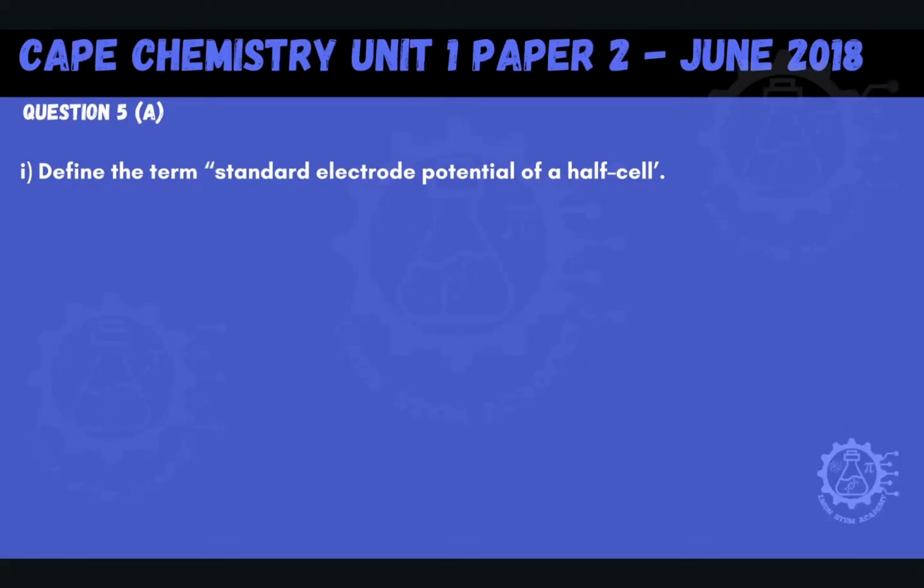In this video, we will be working through the June 2018 Unit 1 Paper 2 question. It's question 5, and it's centered around the topic of redox equilibria.